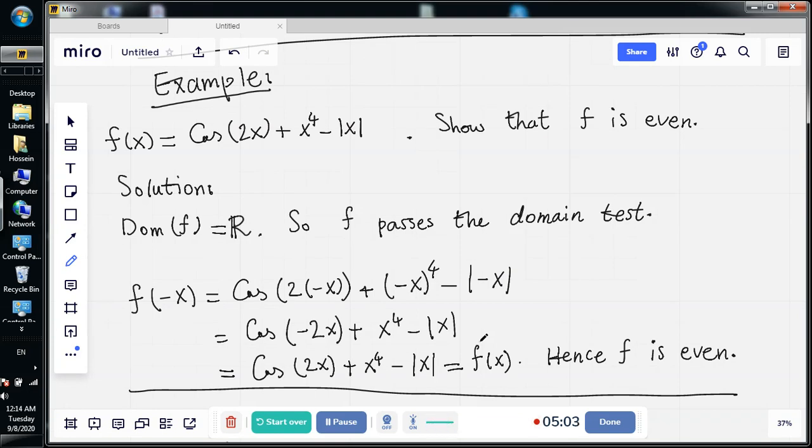Therefore, f of x is equal to cosine 2x plus x to the 4 minus absolute value of x, and f of negative x is equal to cosine 2x plus x to the 4 minus absolute value of x, which is f of x. Hence, f is an even function.